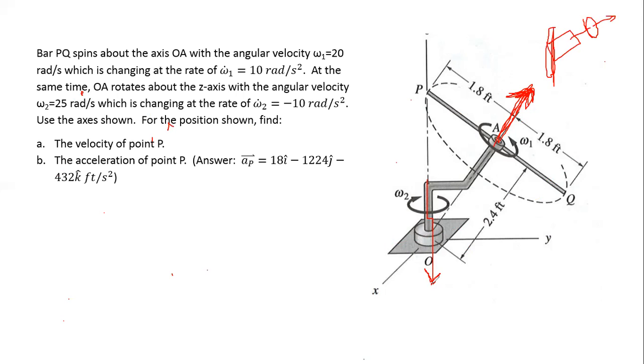Why are you drawing that vector in the minus Z hat? Because I'm doing my fingers. I'm curling my fingers around like where the omega 2 is.